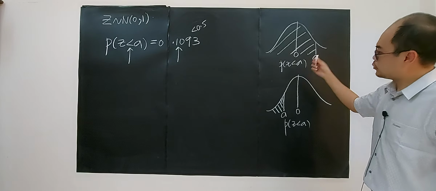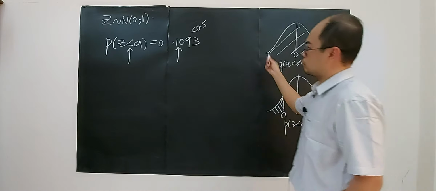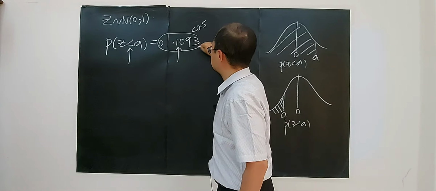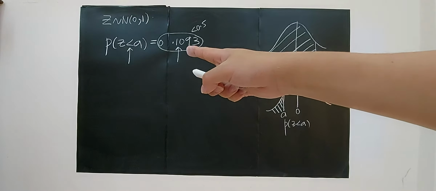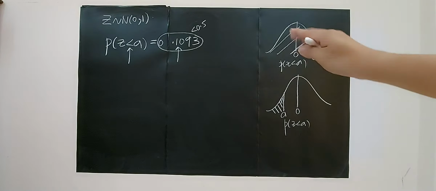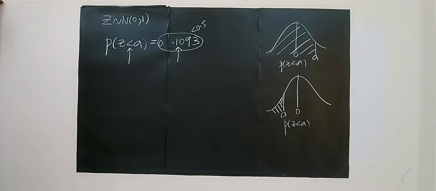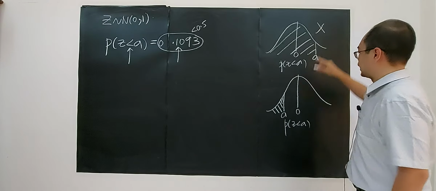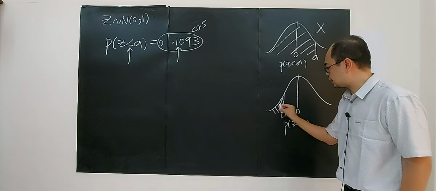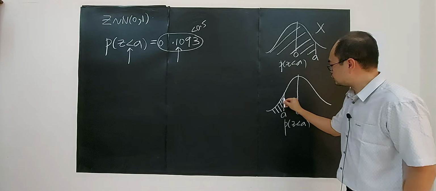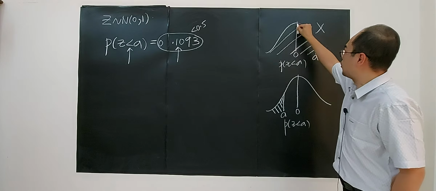So, how do you know big or small? You look at this value here, 0.1093. Is it more than 0.5? No, right? It's less than 0.5. So, it shouldn't be this one. Okay? This one is impossible, and this one is the only possibility, because this area is small and it's not bigger than this one, which is already more than 0.5.